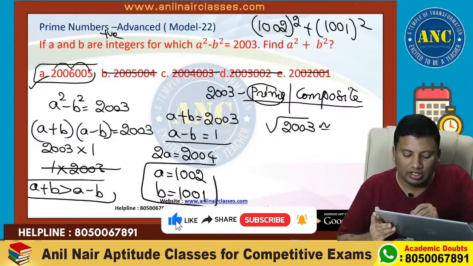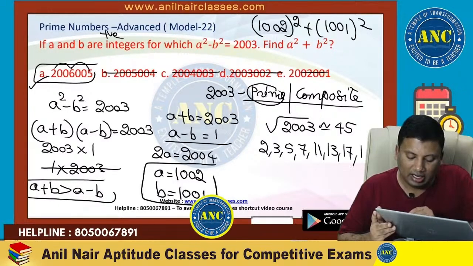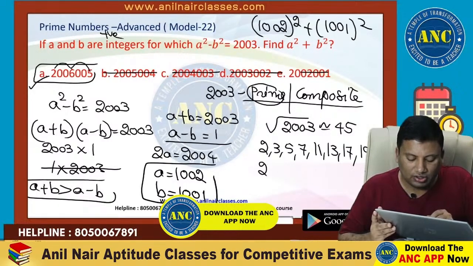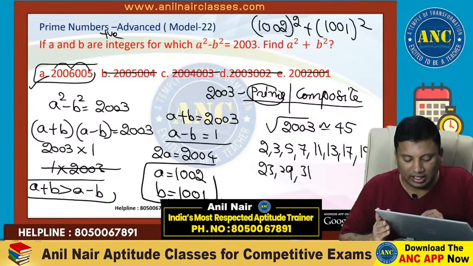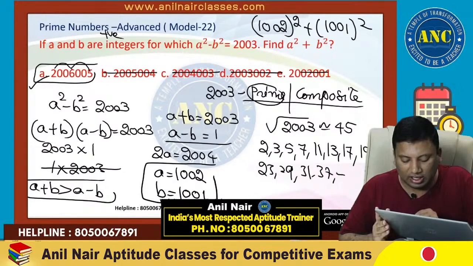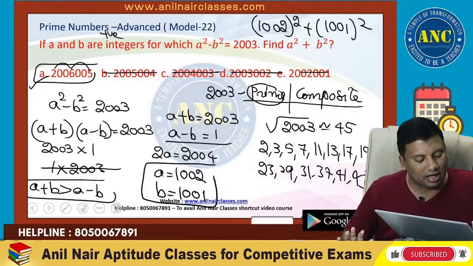2003 is closer to 45 squared. Write all the prime numbers less than that: 5, 7, 11, 13, 17, 19. Check it out, but don't waste your time, because the answer options do not have A and B like that. Otherwise, we would have got multiple cases. This is not possible. Idea clear?